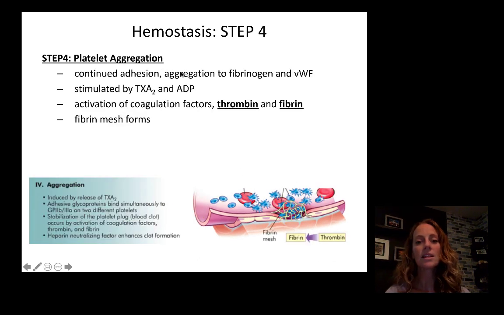Step 4 is continued adhesion and aggregation of the platelets. So this is like a positive feedback system. As platelets are recruited, more and more platelets come in. The activation then of the coagulation factors begins. Thrombin and fibrin will become active. Fibrin mesh will then form. So remember that fibrin forms this mesh over the clot.